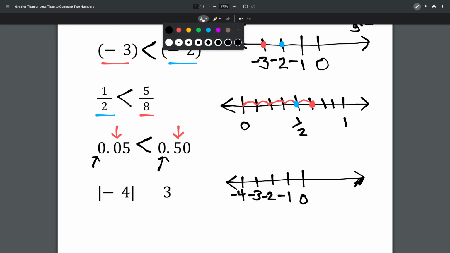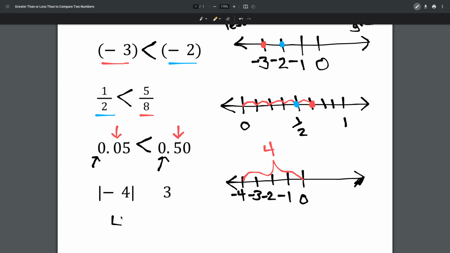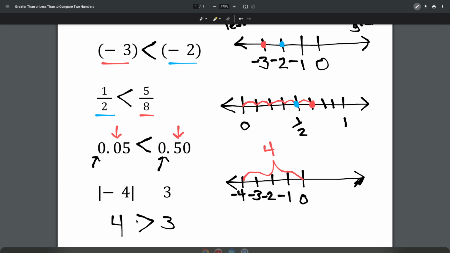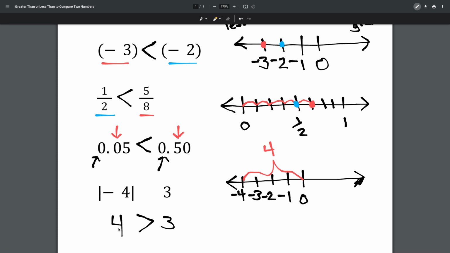And the absolute value is the distance between the number and 0 on the number line. So the distance here from -4 to 0 is just 4. So what this question is really asking us is, how does 4 compare to 3? And we can tell that 4 is a greater number than 3, so we draw the greater than symbol. You can see the mouth here is trying to eat the larger number. So since 4 is greater than 3, the absolute value of negative 4 is greater than 3.